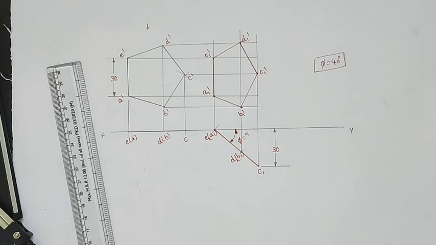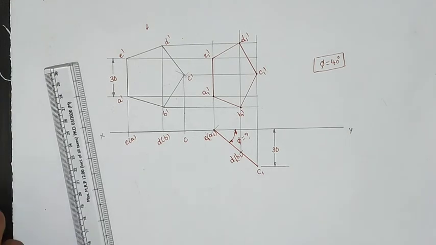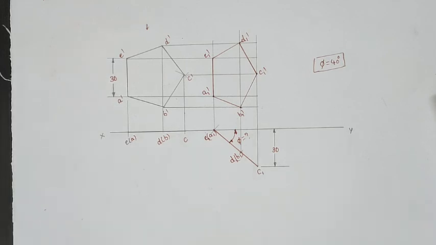So these are some examples for a plane surface inclined to the VP. We will draw the projections like that. Whenever a plane surface is inclined to the HP and whenever a plane surface is inclined to the VP, by using the change of position method, we will draw the projections like that. So in the next class, I will discuss the plane surface inclined to both HP and VP.